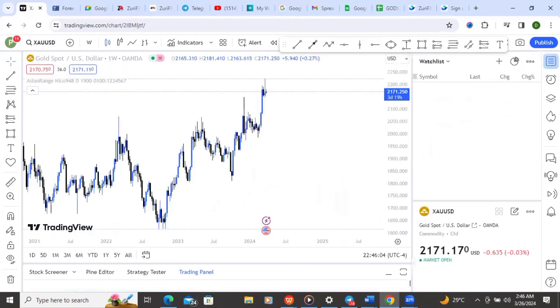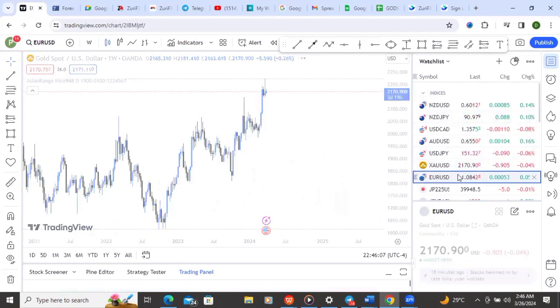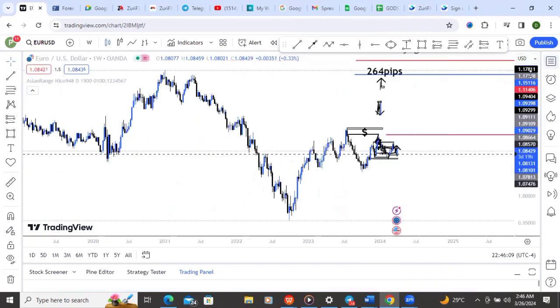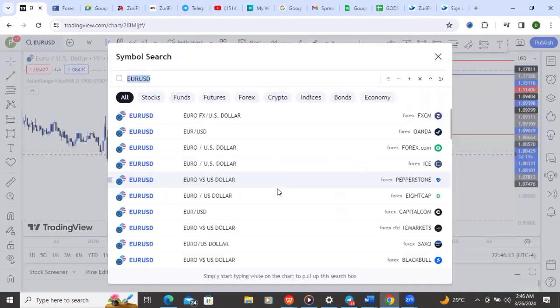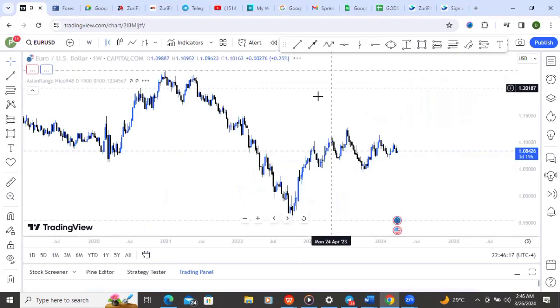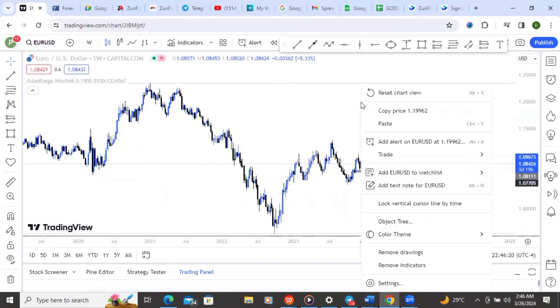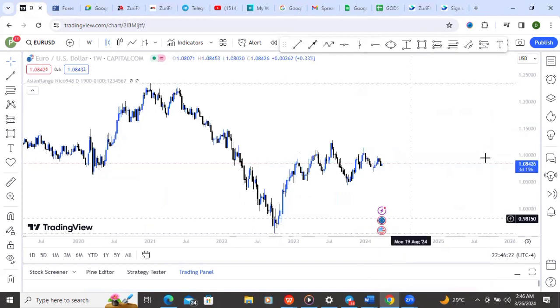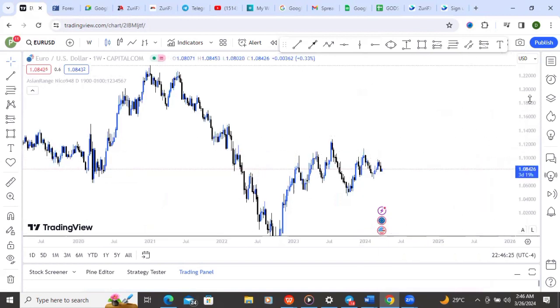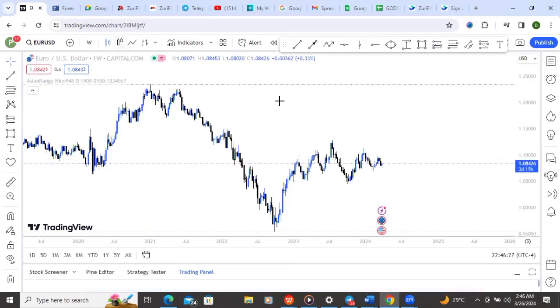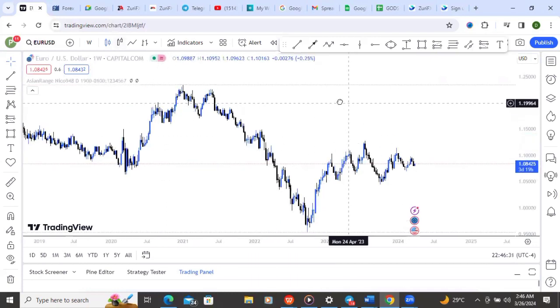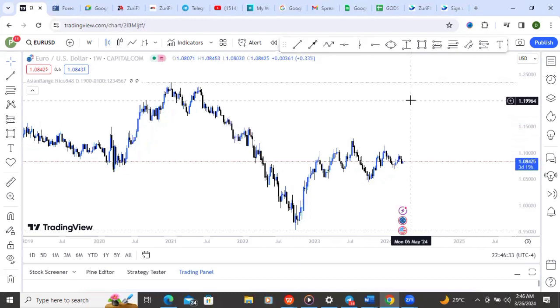Okay, so EURUSD, this is what I do. On EURUSD, let me choose a different broker. Okay, so EURUSD is a clear chart. On this chart now, remember we want to trade with the trend. What can you see? Will you say that the market is bearish or bullish?